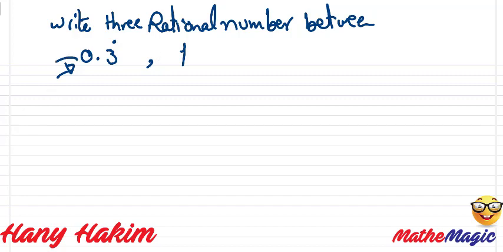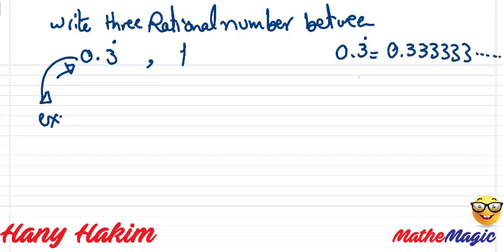For example, first you have to convert the recurring decimal 0.3 into a fraction. This is 0.3 recurring, which will be 0.33333 and so on. This will be 1 over 3. So I'm asking you to find three rational numbers between 1 over 3 and 1.